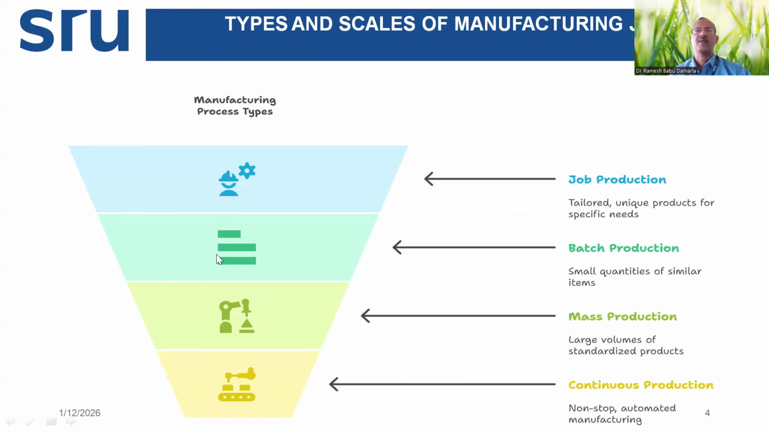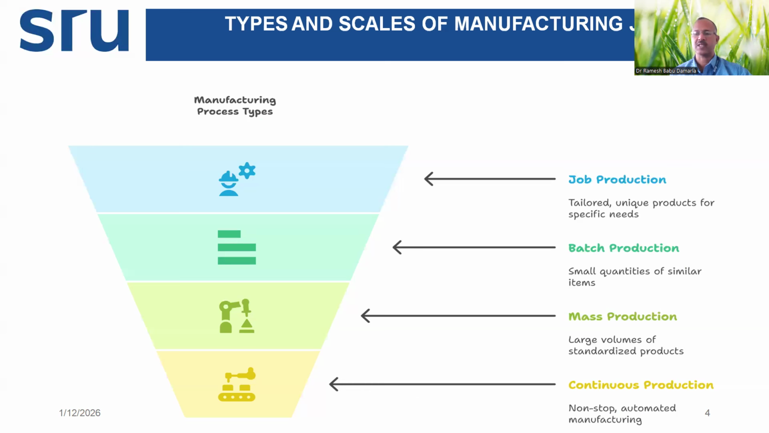Now let us see types and scales of manufacturing. The manufacturing process types you can see in the diagram. The very first one is job production, which is tailored, unique products for specific needs. The next type is batch production. In batch production, small quantities of similar items are made, in the range of a few tens to a few thousands.